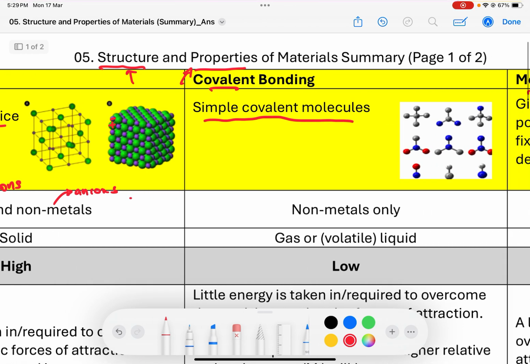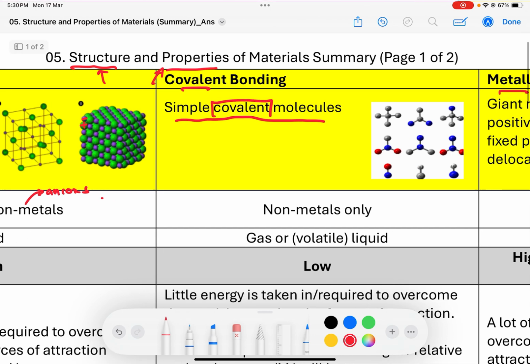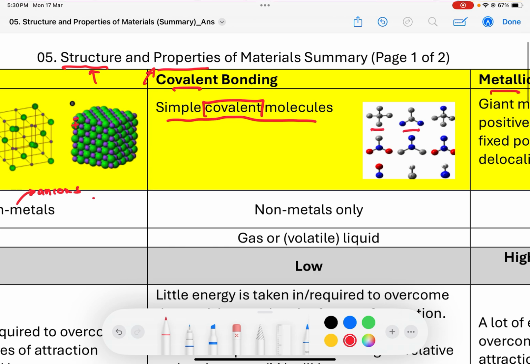Now, for covalent bonding, the most common one that you tend to see is the simple covalent molecules. They exist as simple molecules. The word covalent is just there to highlight what type of bonding it has. Simple molecules are your countable molecules. You can see here, I have 5 different atoms combined to form this molecule. This one here I have 4 combined to form the molecule. All of these are simple covalent molecules. They are molecules with a countable number of atoms.